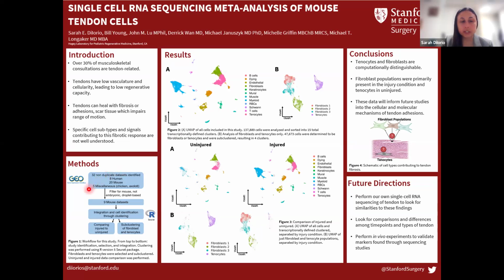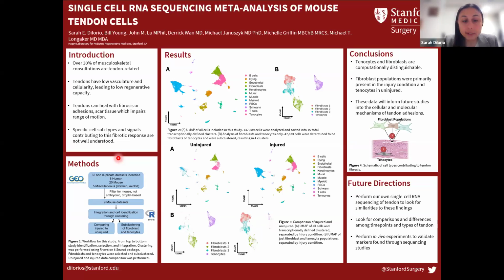For the methods of this particular study, we looked at all publicly available RNA sequencing data sets through NIH GEO and other similar platforms. We had particular selection criteria to look at just mouse studies so that we could compare it to our own mouse work. We also looked for adult tissue rather than any embryonic or young tissue. And we also looked at anything that was droplet-based sequencing technologies only.